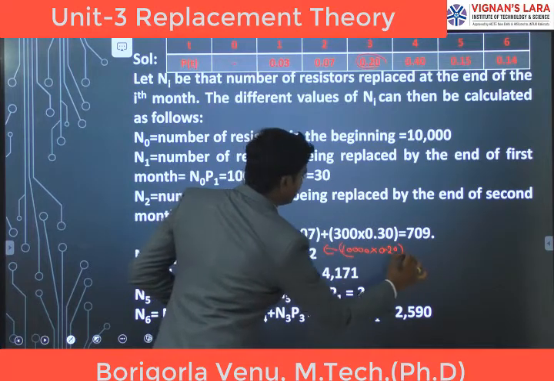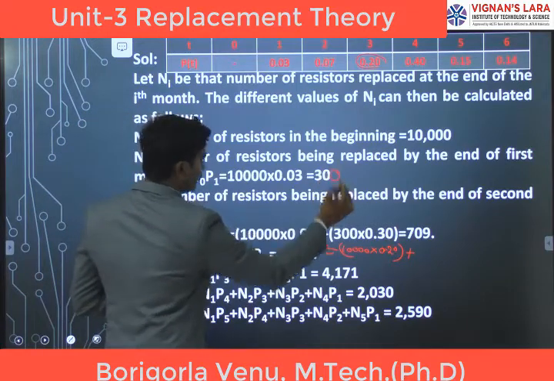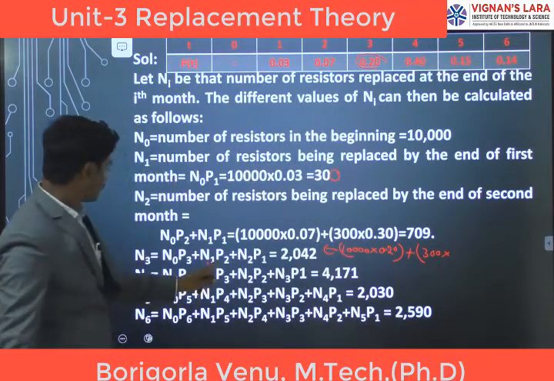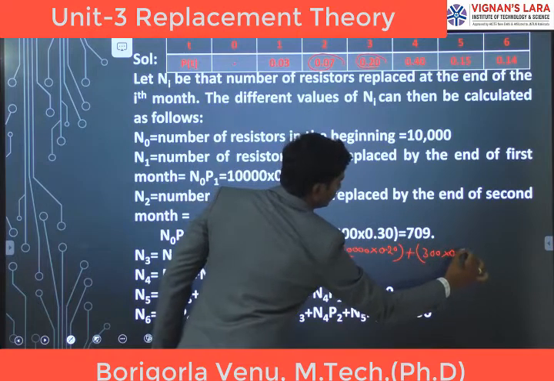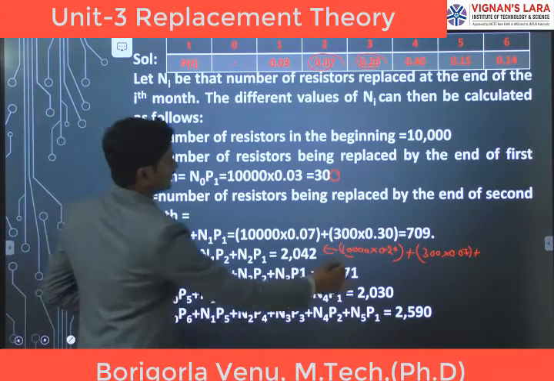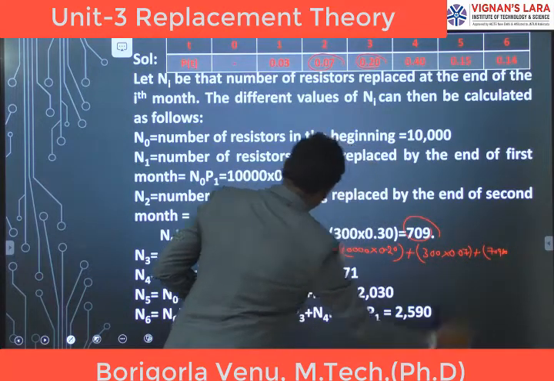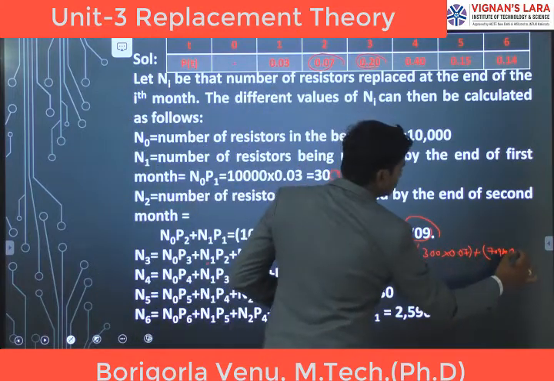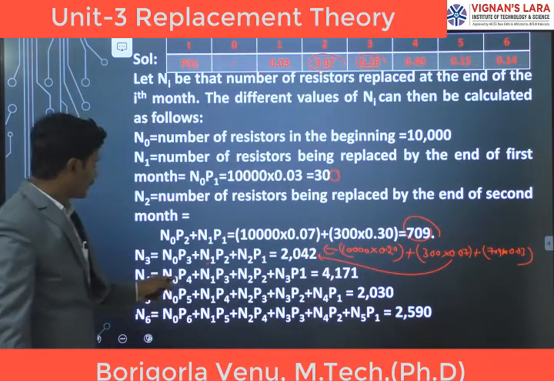Plus N1. What is the N1 value? N1 here is 300, into P2. P2 is 0.07, plus N2. What is the N2 value? N2 here is 709, into P1. What is the P1 value? P1 is 0.03. From this we get 2042.